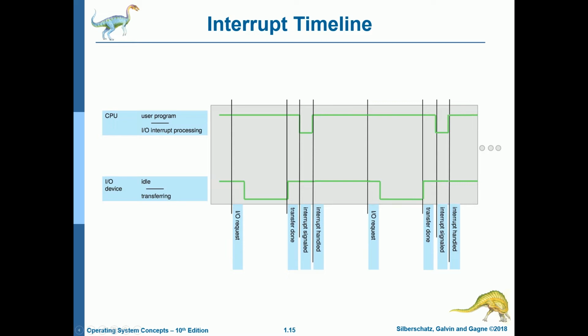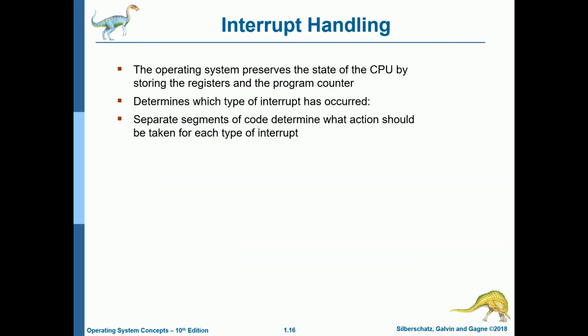Interrupts are absolutely essential to how an operating system is controlling these different devices. Now, in order to handle these interrupts, the operating system has to preserve the state of the CPU, and this requires storing registers and program counters. Now, this also determines what kind of interrupt has occurred, and generally, you separate the segments of code to determine what action should be taken for each one of those interrupts.